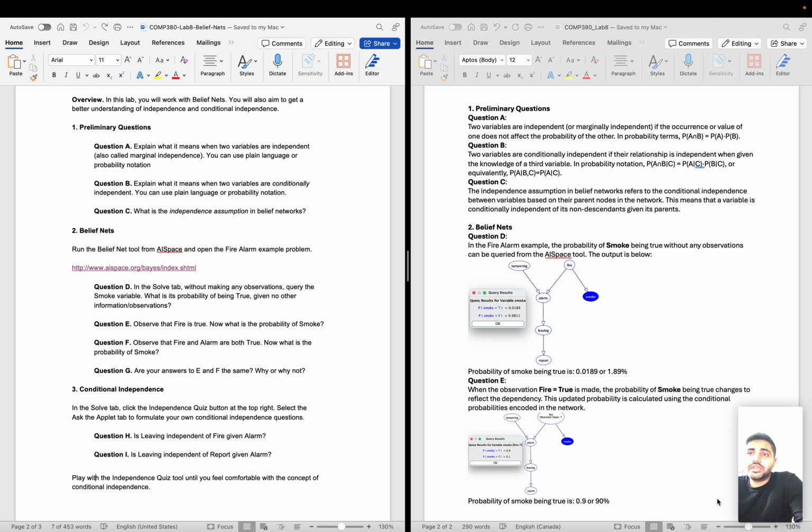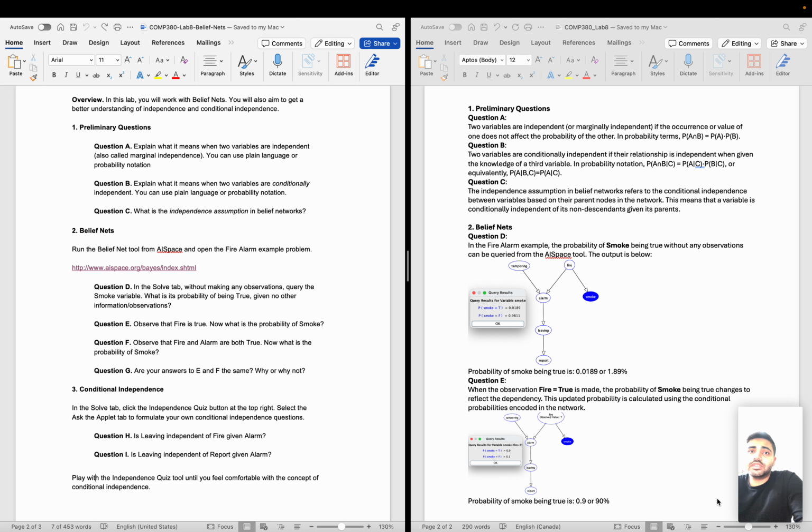Running that query in the applet gives us a probability of smoke true of 0.0189, which is technically less than 2%. Because there's no alarm, there's no smoke. There's no alarm, there's no fire. So the probability of smoke is going to be very, very slim.